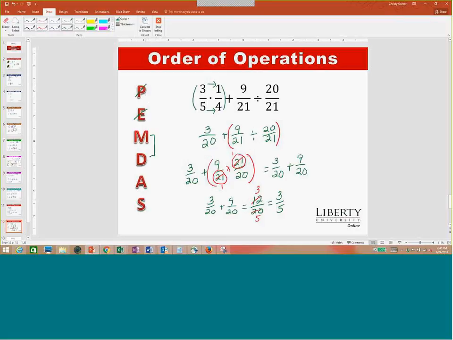The order of operations, remember: parentheses, exponents, multiplication and division, left to right, do all of them before you move on to addition and subtraction.